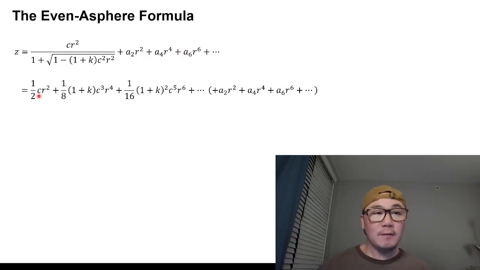You've got some coefficient times r squared. Here you've got the coefficient times r squared. So if you're varying the A2 coefficient here, you are screwing up this coefficient here, which is 1/2 times c, and c is 1 over your radius of curvature. So you are kind of messing around with your radius of curvature if you're messing around with this coefficient. So we don't want to do that.